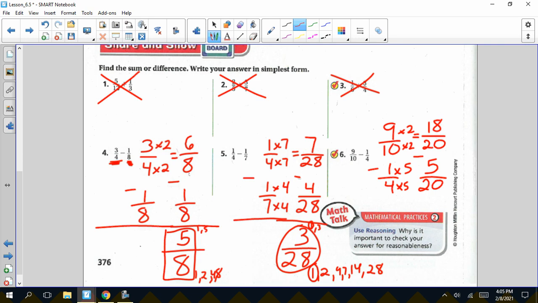And now that the denominators are the same, we can go ahead and subtract. I'm going to go ahead and change colors to make it easier to see. And we go 18 minus 5 is 13. 20 is our denominator. And the only thing that goes into 13 and also goes into 20 is 1. This fraction is in simplest form.